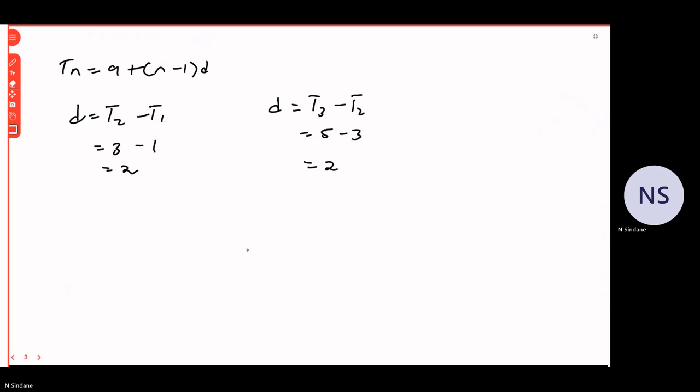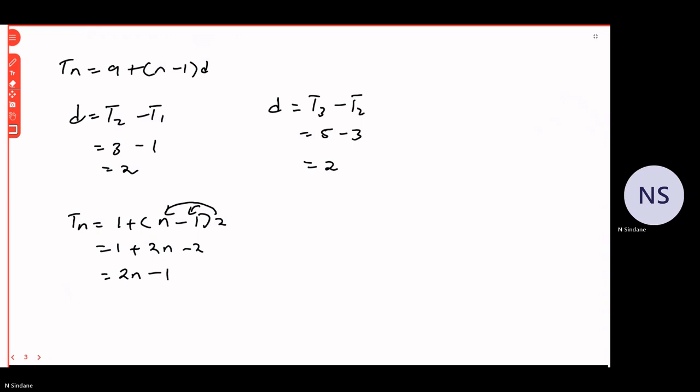Then Tn is equal to the value of a, which is 1, plus (n minus 1) times 2. Then this will be 1 plus 2n minus 2. Why? Because I multiplied this inside. And then this will be 2n minus 1. That is my general formula, right? That is my general formula or my nth term.